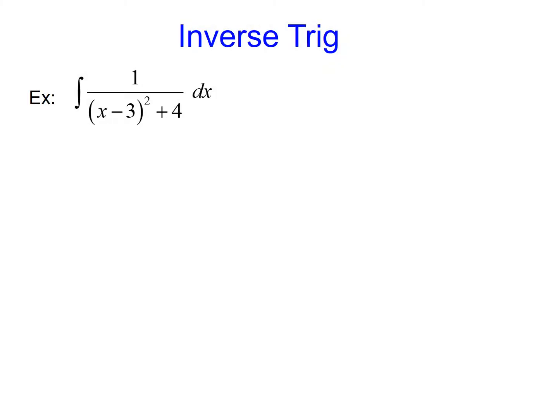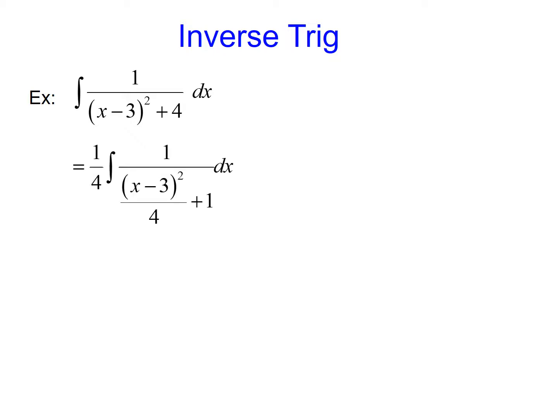Hey, we're going to look at integrating using inverse trigonometry, but it's a little less straightforward than what we might have seen in the past. So if we look at this thing here, we can see that it kind of resembles the derivative of inverse tangent, which is 1 over 1 plus x squared. So we've got the 1 on top. We have something squared on bottom plus 4. So we need to turn that 4 into a 1.